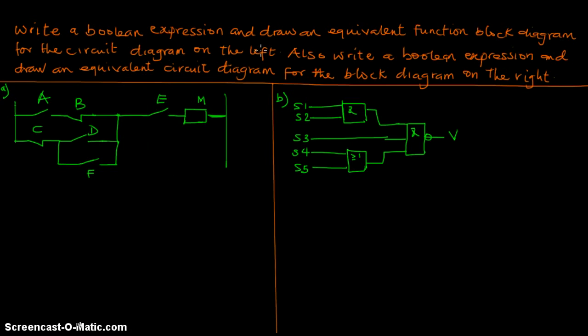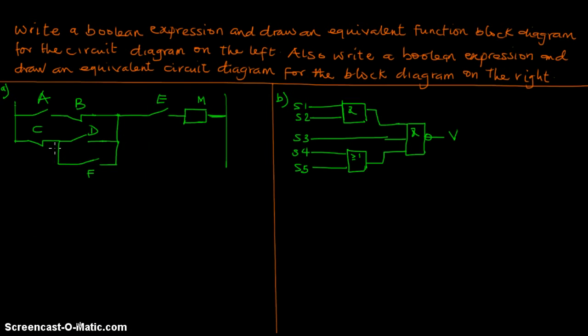Write a Boolean expression and draw an equivalent function block diagram for the circuit diagram on the left. Also write a Boolean expression and draw an equivalent circuit diagram for the block diagram on the right. So here we have two diagrams, one on the left and the other on the right. A circuit diagram here and a function block diagram. But first, for this video, we'll focus on the function block diagram and circuit diagram, and then we'll try to have a Boolean expression for this.